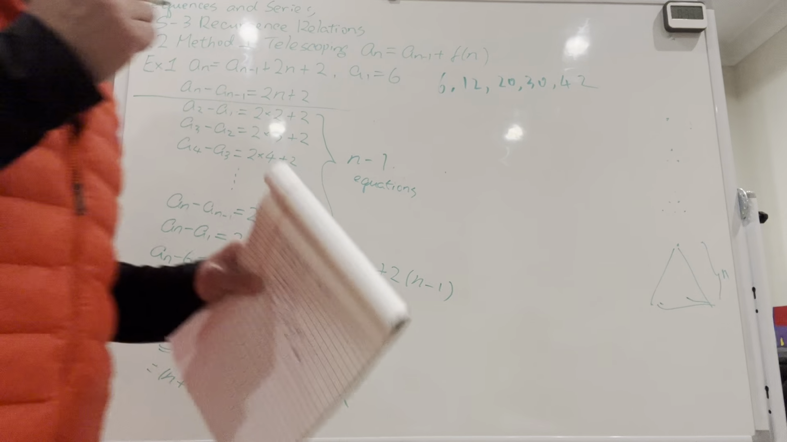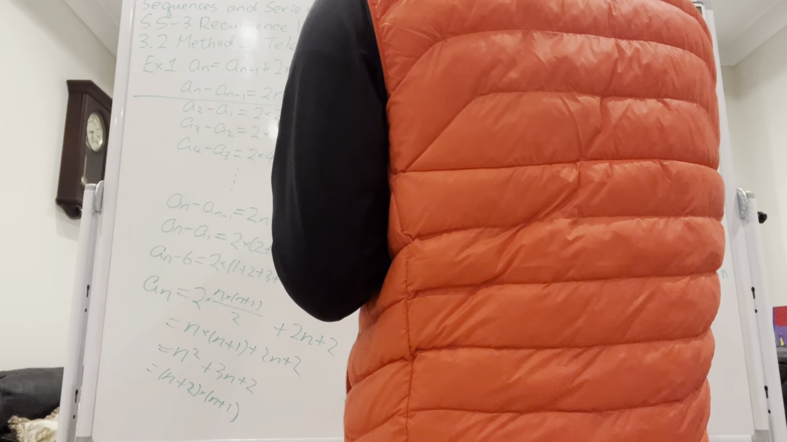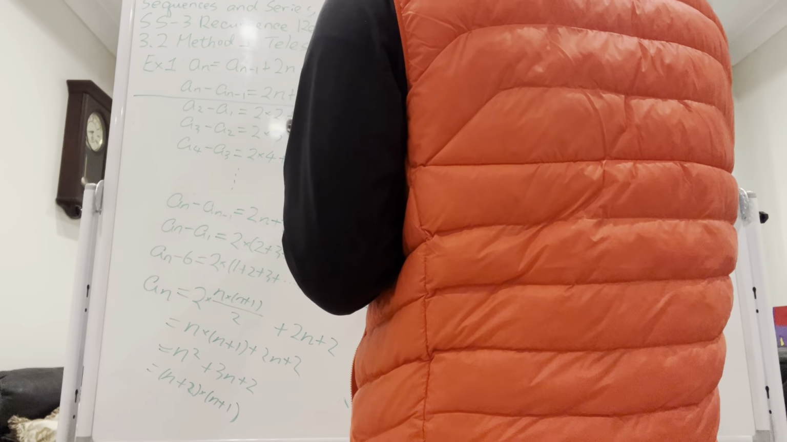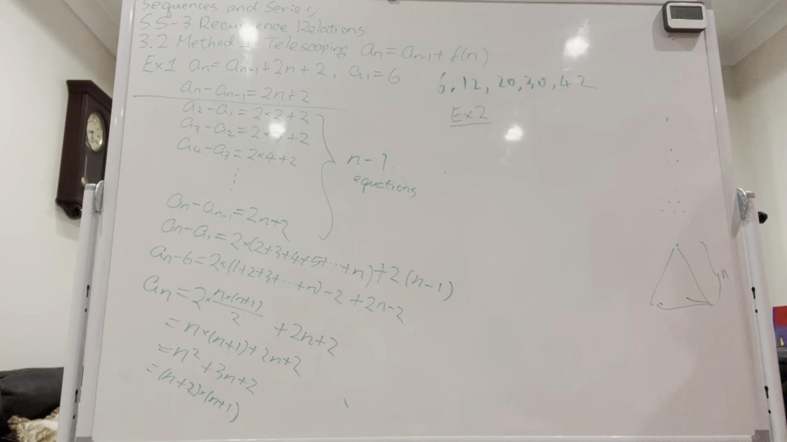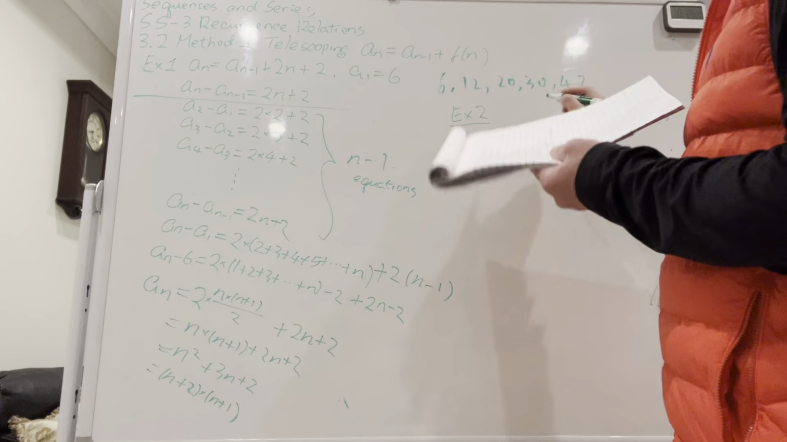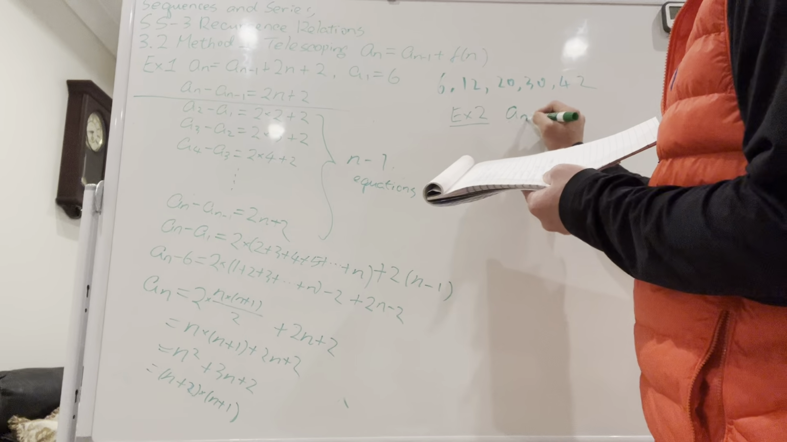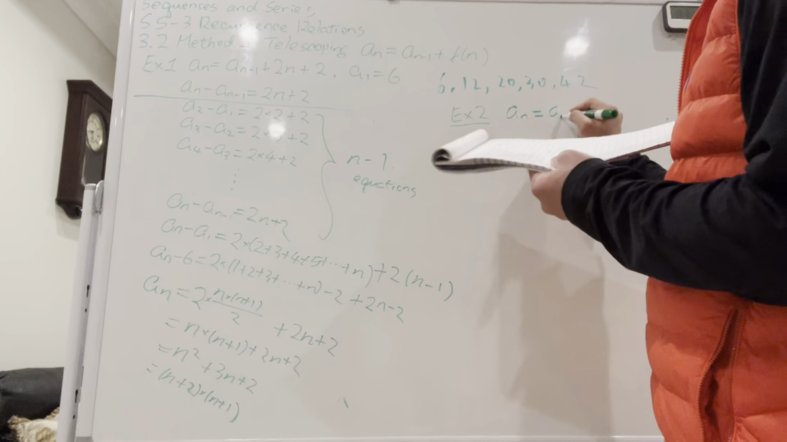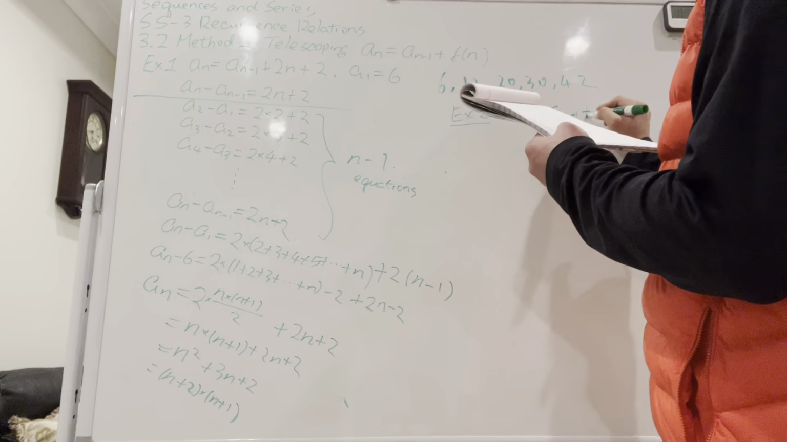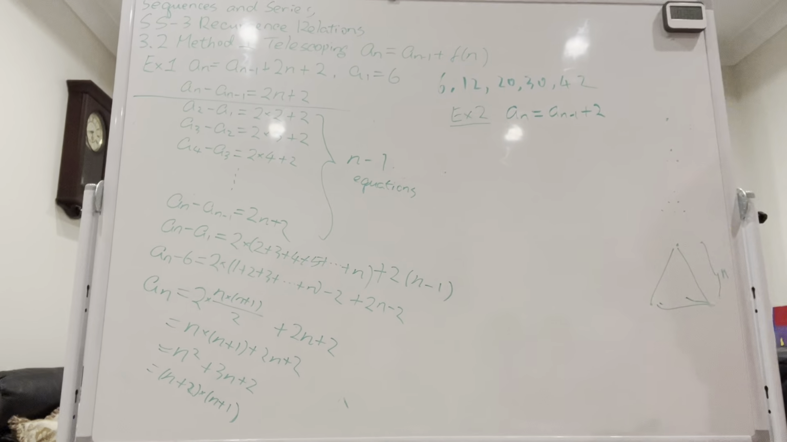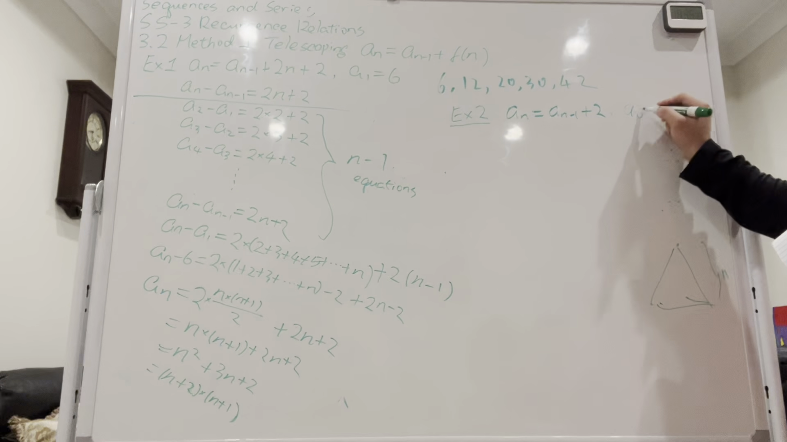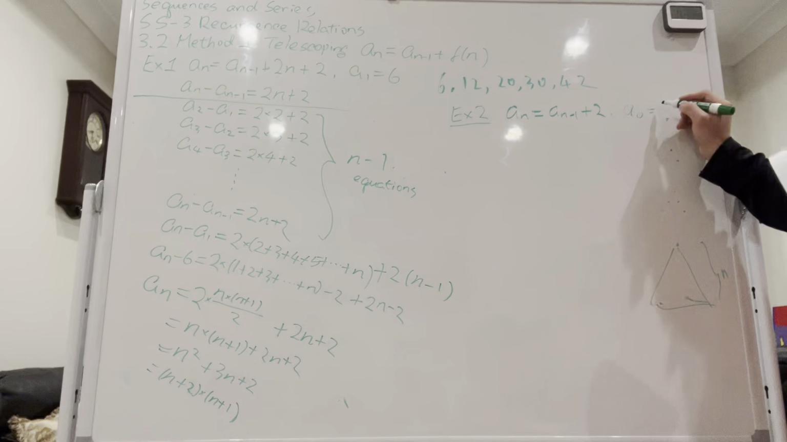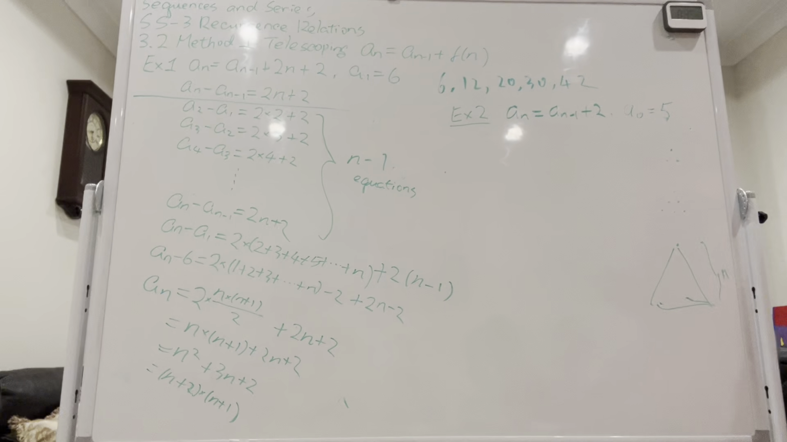Okay, second example. Really easy. It's not far from the end of the first half. The second example, I'm just going to use this little space because that's going to be a little bit easy. So it's going to be an is equal to the previous term plus 2. And the initial condition, A0 is equal to 5.